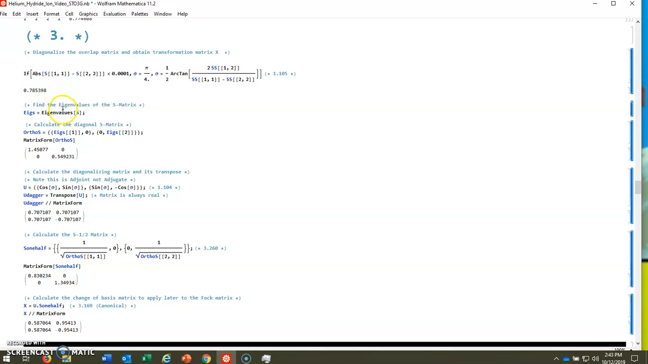We will find the orthogonalized S matrix by just taking the matrix of eigenvalues. We'll use Mathematica's handy eigenvalue finding routine here. So there's the diagonalized S matrix. And then further, we want to calculate a diagonalizing matrix, and then finally a change of basis matrix. So we'll calculate the diagonalizing matrix and its transpose. And in the textbooks, they do this with a little superscript. It's actually a little dagger. I call it U dagger here.